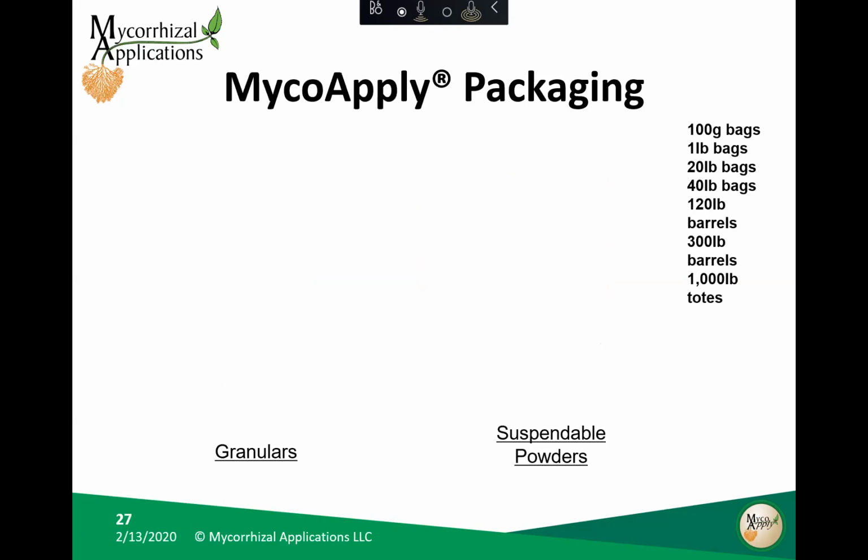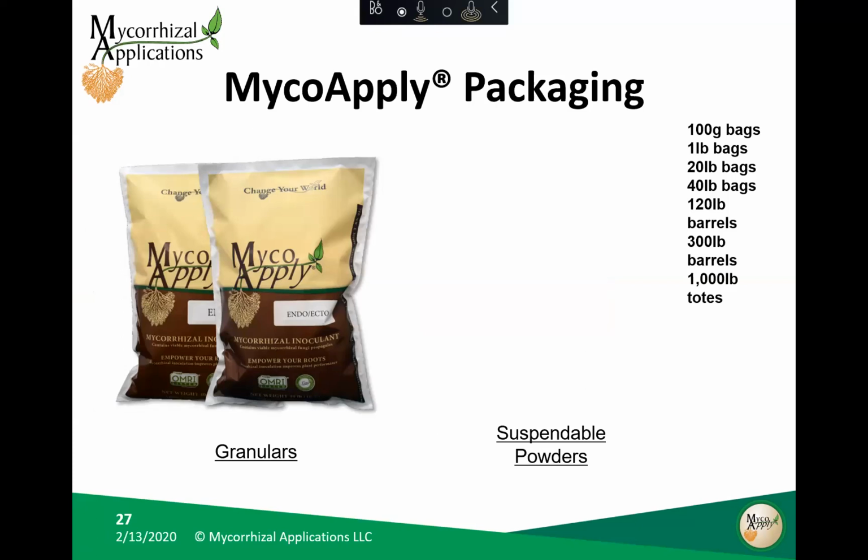So I kind of want to go over what our packages are. We have our granular products that are going to come in endo and endo-ecto. This is going to be more geared towards landscapers that are looking to broadcast this, or to apply some of this granular product into their holes right before they plant their plants as kind of added insurance. Or it's going to be geared towards somebody that wants to soil incorporate. It's about the same size of a product as kitty litter, and it does really well with soil incorporation.